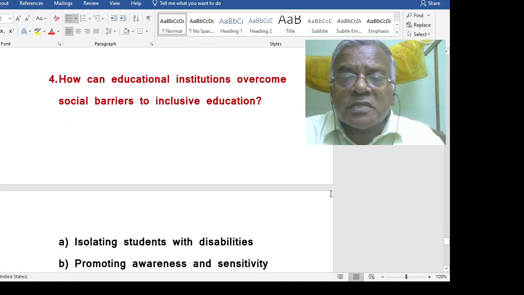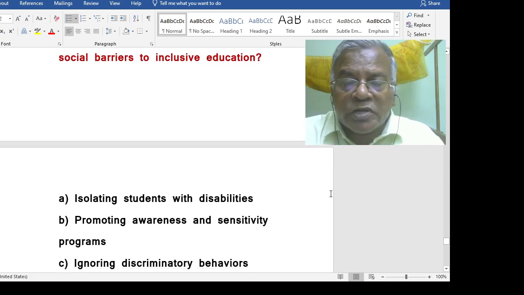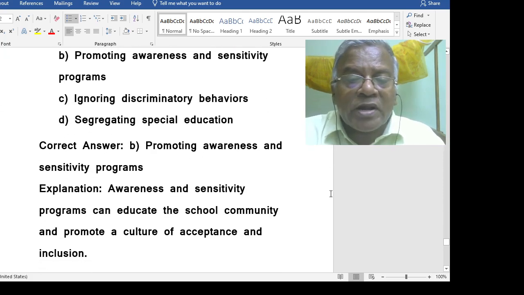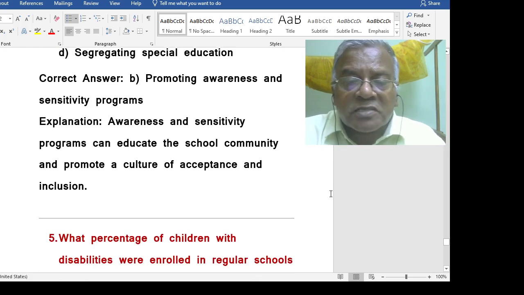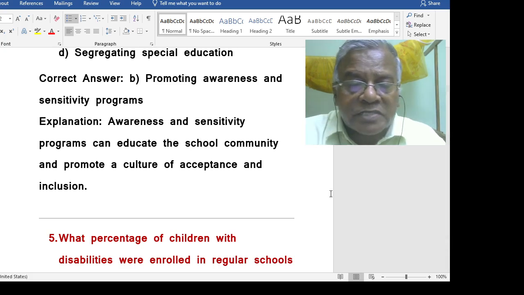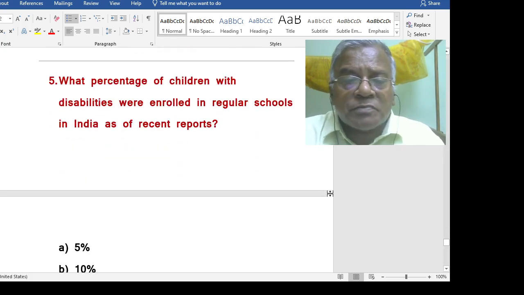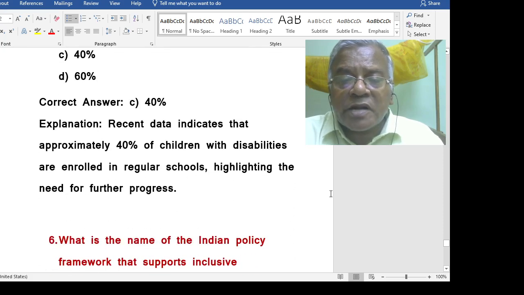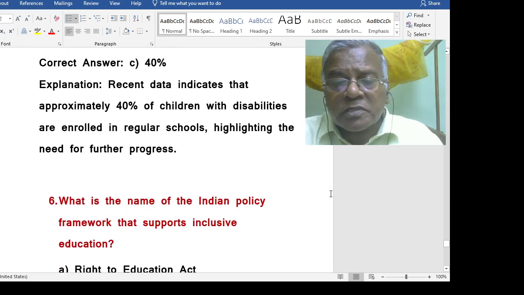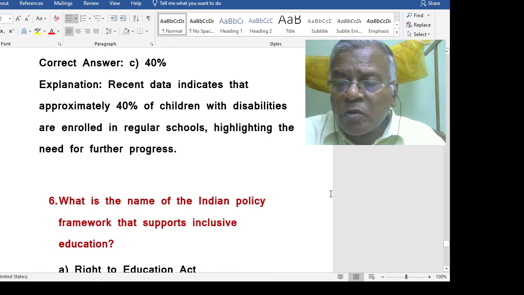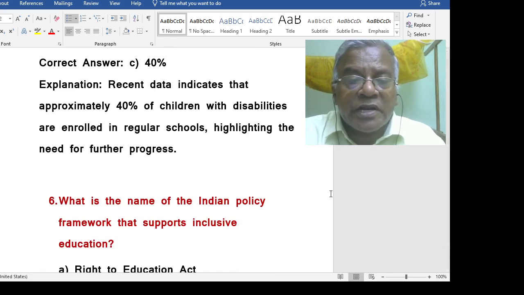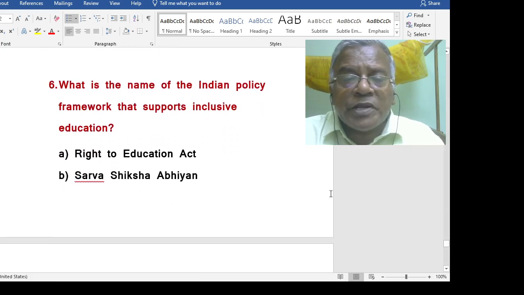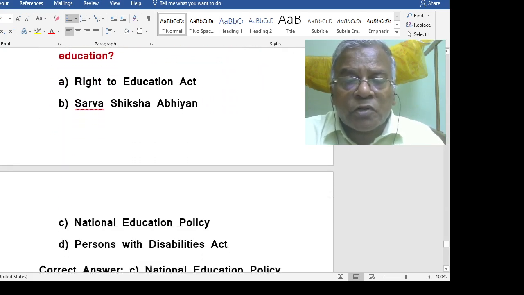How can educational institutions overcome social barriers to inclusive education? Promoting awareness and sensitivity programs. Awareness and sensitivity programs can educate the school community and promote a culture of acceptance and inclusion. What percentage of children with disabilities were enrolled in regular schools in India as of recent times? That is 40%. Recent data indicates that approximately 40% of children with disabilities are enrolled in regular schools, highlighting the need for further progress. What is the name of the Indian policy framework that supports inclusive education?